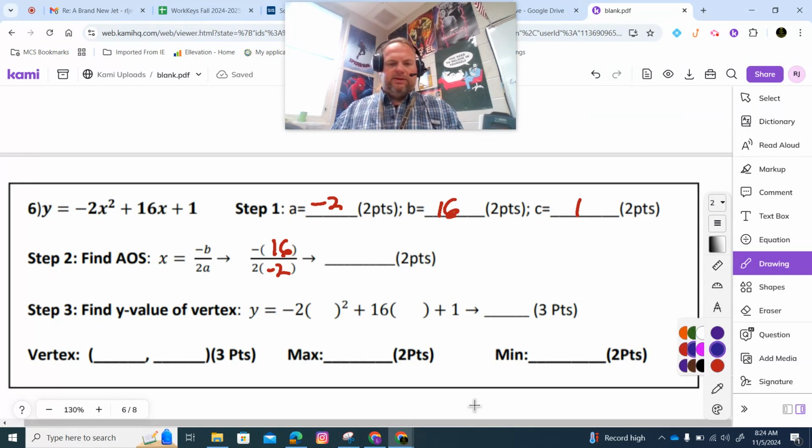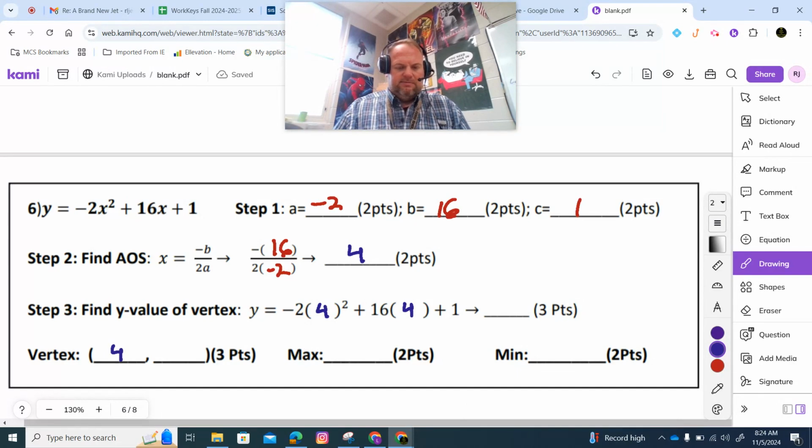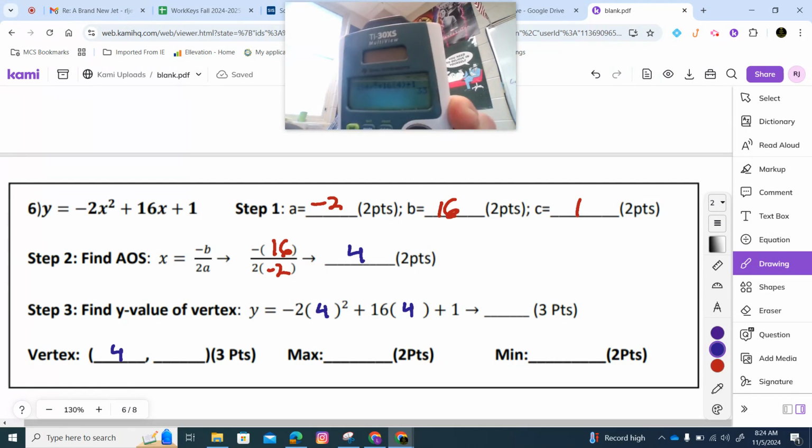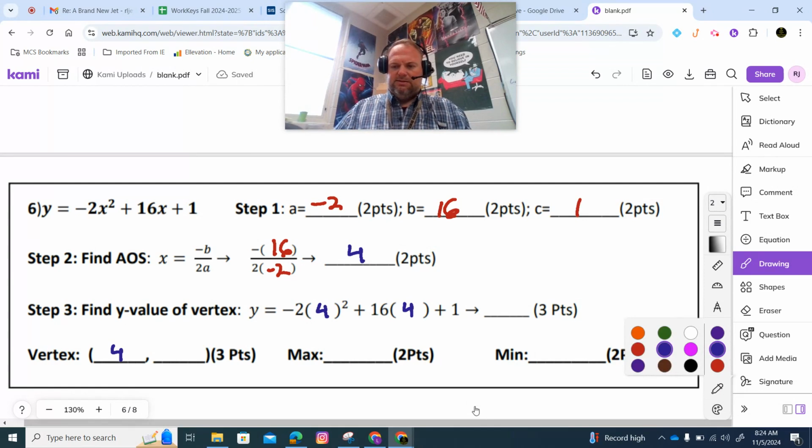Alright, so we're going to get 4. So I'm going to go ahead and plug it in all the places I need to. Yes, parentheses matter. That a 3.